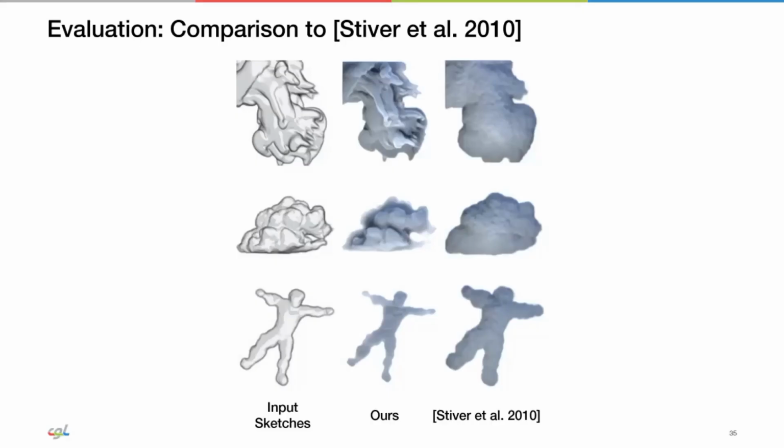As one part of the evaluations, we compared our results with those of Stever et al., which is surface-based modeling followed by filling with noise particles. The results indicate that our approach can reconstruct intrinsic flow details more realistically than counterparts.